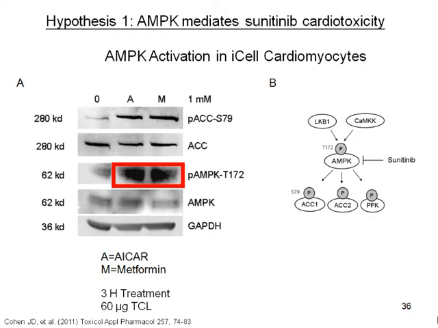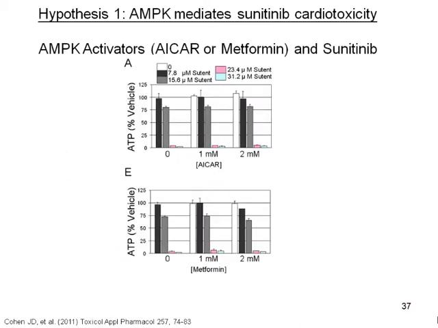So in order to test whether AMPK activation can attenuate Sutent-mediated cardiotoxicity, I pre-treated the cells with potent activators, ICAR and metformin, for 3 hours, and I just wanted to again confirm by Western blot that I can actually upregulate the phosphorylation of AMPK as well as its downstream target ACC over the time course that I was interested in. So I pre-treated with both 1 and 2 millimolar ICAR as well as metformin, and then treated a dose response of 0 to 31 micromolar of Sutent.